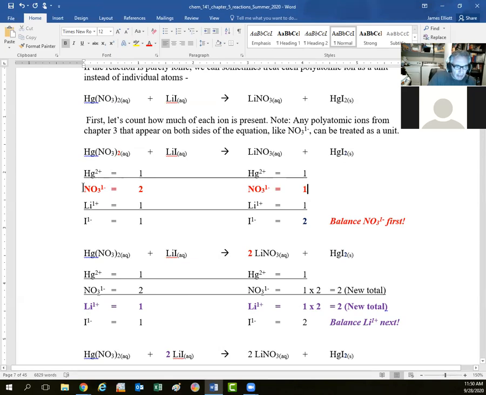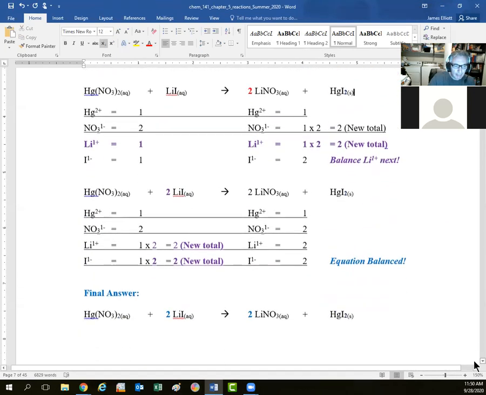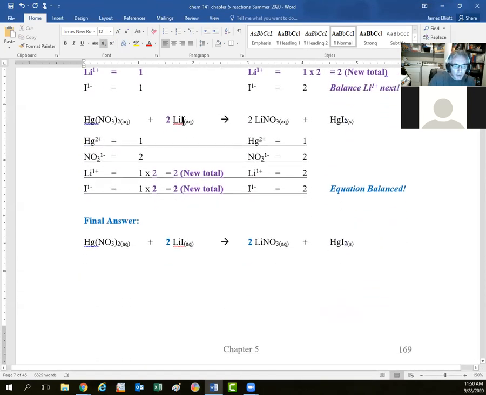Let's start with the nitrate, 2 to 1. So we need twice as much nitrate on the right. So we'll take 2 units of lithium nitrate. That also doubles up the amount of lithium on the right hand side. So let's balance that next, a 1 to 2 ratio. So we need twice as much lithium on the left. We're going to take 2 units of lithium iodide, which also doubles up the amount of iodide itself.